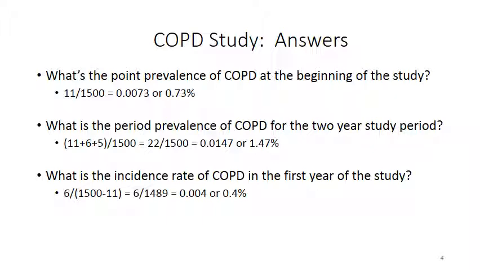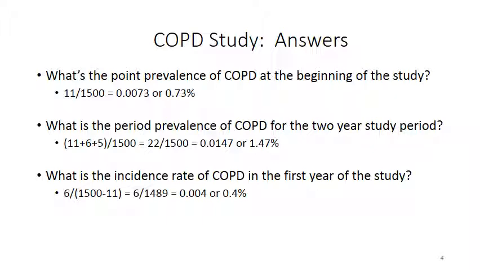What is the period prevalence of COPD for the 2-year study period? For period prevalence, we want to know the percentage of people with COPD over a specified period of time. The numerator is then the number of people that had existing COPD at the beginning of the study and the number diagnosed over the 2-year study period.